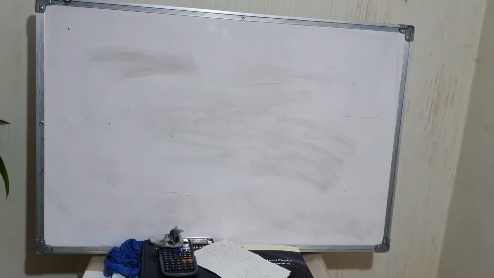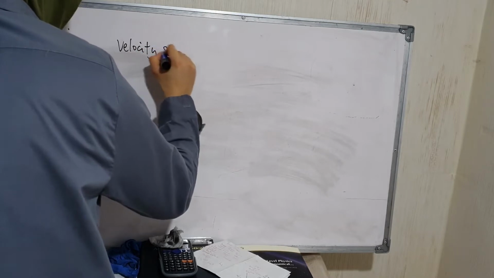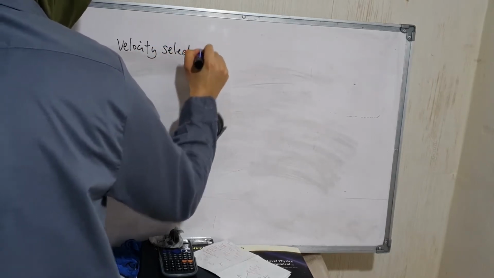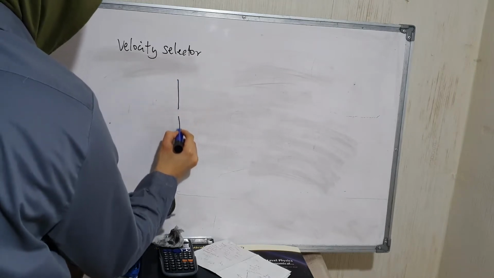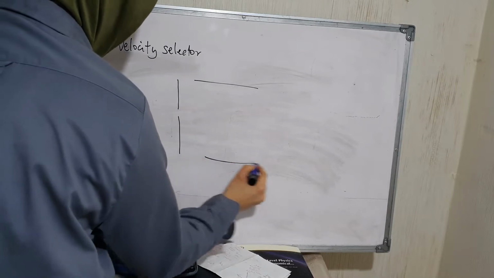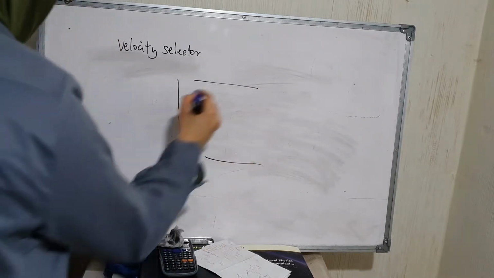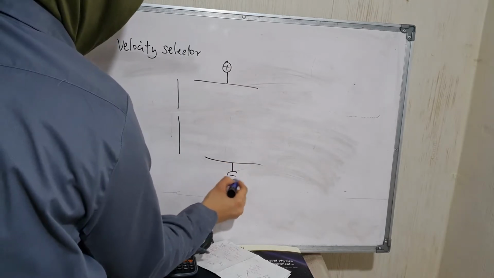All right, in this video, we're going to be talking about a velocity selector. Let me just draw the diagram first. So here you have two plates connected to a power supply. Let's just say that's positive, and this one is negative.